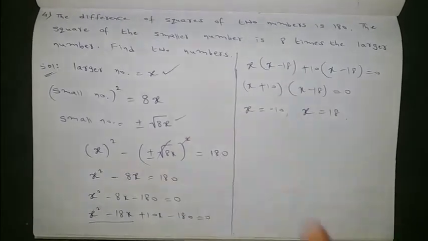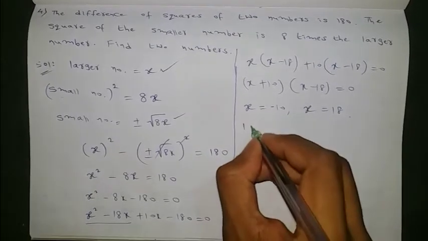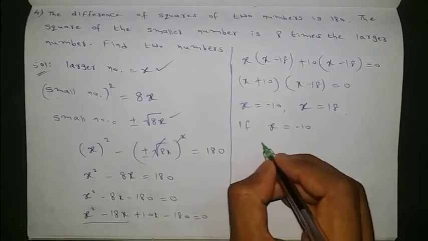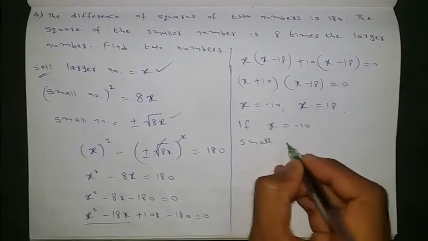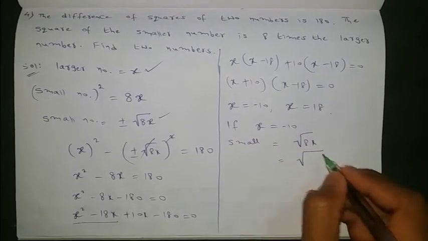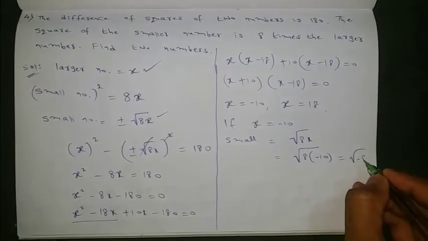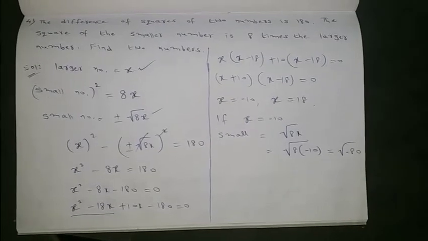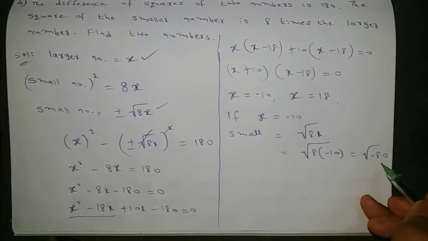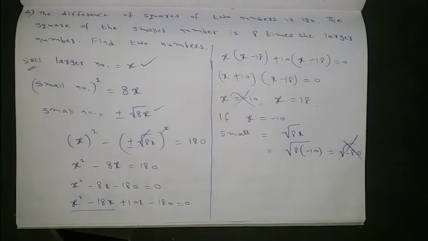So x is nothing but the larger number. If the larger number is minus 10, that is if x equals minus 10, then what about the smaller number? Smaller number we took as under root 8x, which equals under root 8 into x value minus 10, which equals under root minus 80. But under the square root, minus is not possible. So x equals minus 10 is not possible.